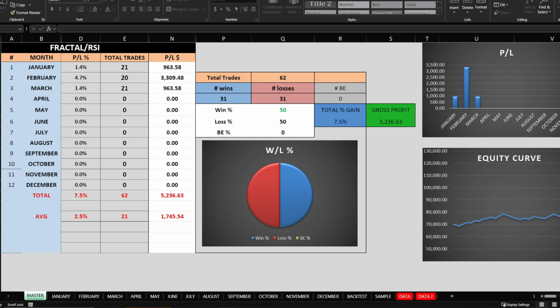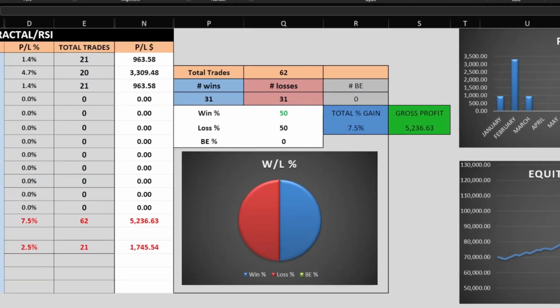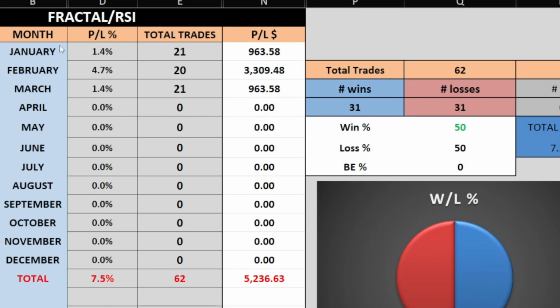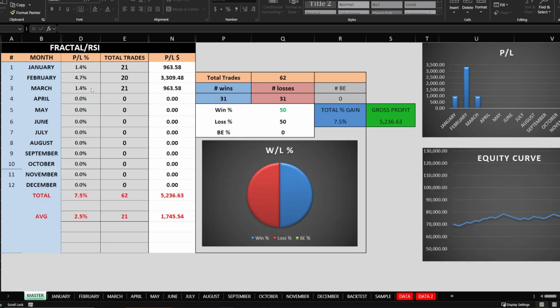We finished the backtest session, and here's the results. 62 trades, 31 wins, 31 losses for a 50% win rate. Total gain 7.5%. Month by month, in January we got 1.4%, February 4.7%, that was a pretty good month, and then March was 1.4%. Not bad, but not great.